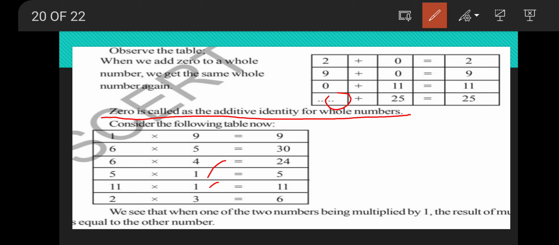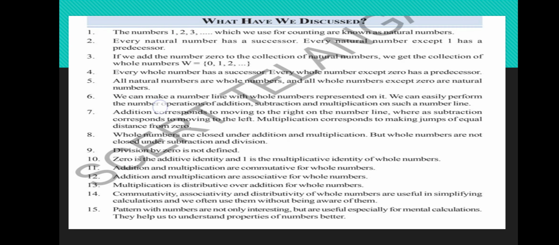If you multiply with 1, we will get the same number. So 1 is called the multiplicative identity. 0 is the additive identity. Once we will go through the important points.